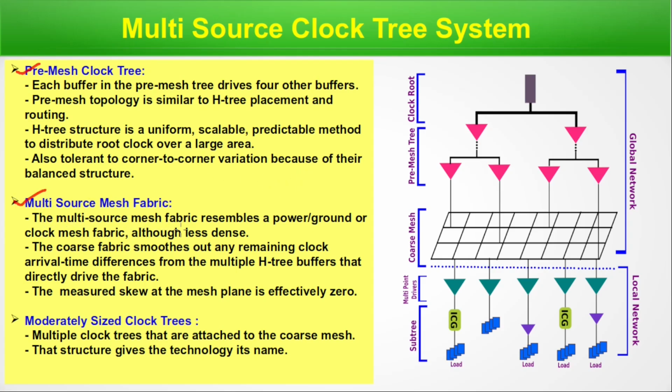Now, multi-source mesh fabric. The multi-source mesh fabric resembles a power ground or clock mesh fabric, although less dense. The coarse fabric smoothes out any remaining clock arrival time differences from multiple H-tree buffers that directly drive the fabric. The measured skew at the mesh plane is effectively 0.